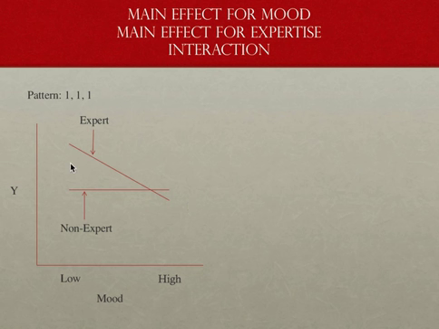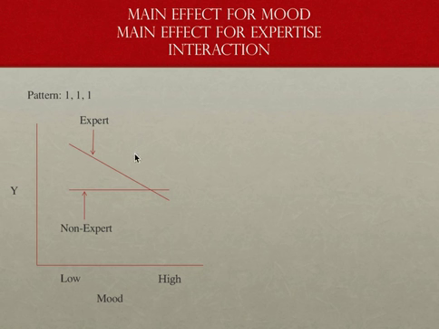Because this mean here is higher than this mean here, there's a main effect of mood. In this case, low mood people score higher on average than high mood people. There is a main effect of expertise because the mean score of the expert line is here, the mean score of the non-expert line is here, so the expert line is statistically higher across the two conditions of mood, and therefore there's a main effect for expertise.